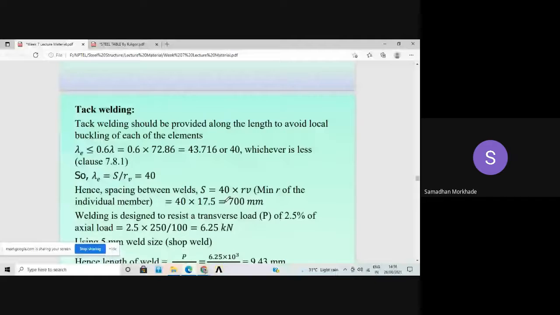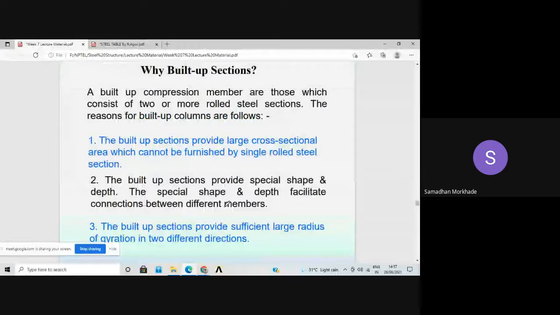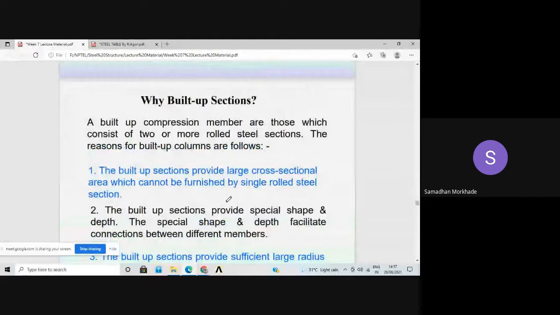Okay, so this way we have to design the compression members. Okay, now the next part is a second example. The next section is the same procedure you can follow for single angle sections. If it is a single angle section, assume FCD, then calculate area, select the section, based on that section. For single angle sections, your RVV is minimum, then calculate effective length, calculate FCD, calculate lambda effective.